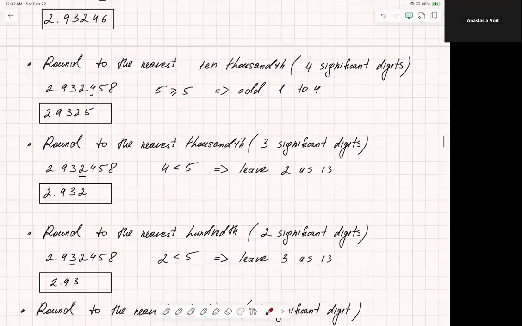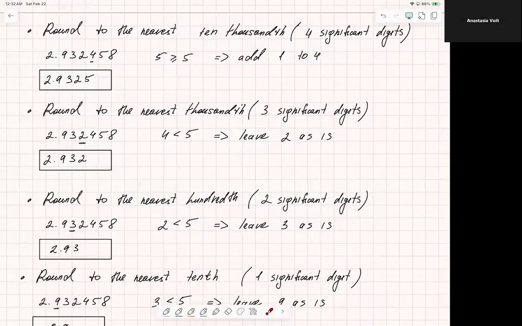Now next problem. We want to round the same number to the nearest 100 or 3 significant digits. So 1, 2, 3. So we will be rounding up until 2. Now let's see if we need to add 1 to this 2 or not. The next digit after 2 is 4. 4 is less than 5. So we leave this 2 as is. We don't add 1 to it. So we would have just 2.932, and that's it. The rest is just dropped. Okay, so this is our final answer.